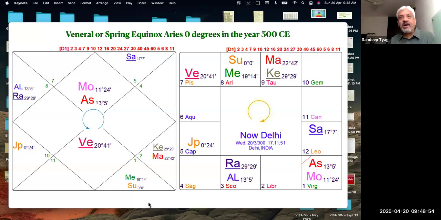Okay. Now we move it to the present times. And what we want to observe is that again, when the vernal equinox is happening, what is happening to the position of Sun?